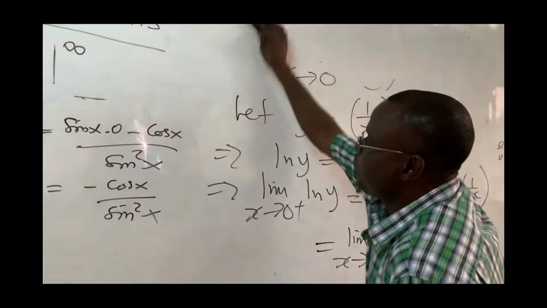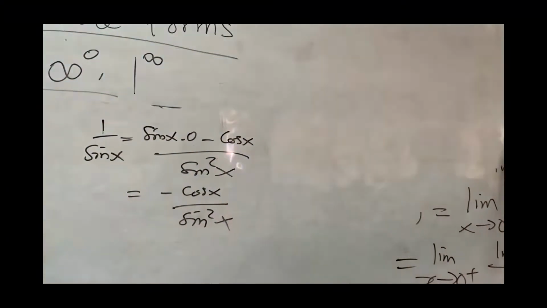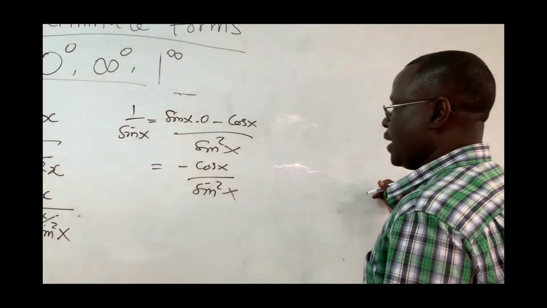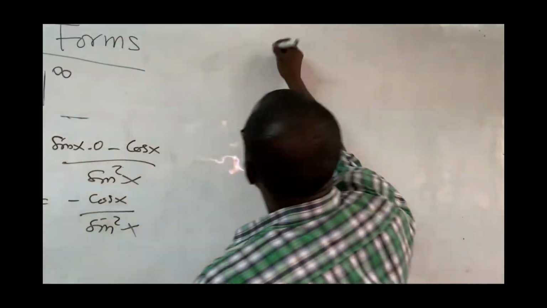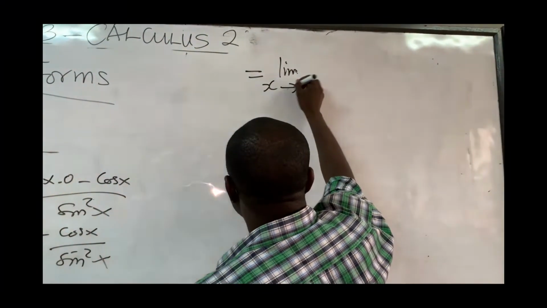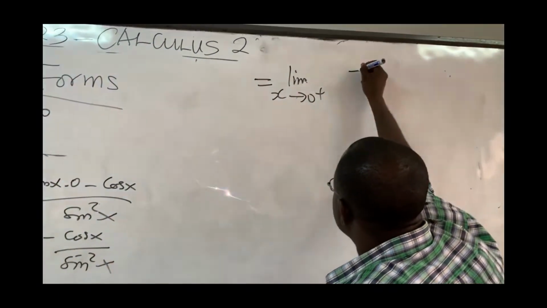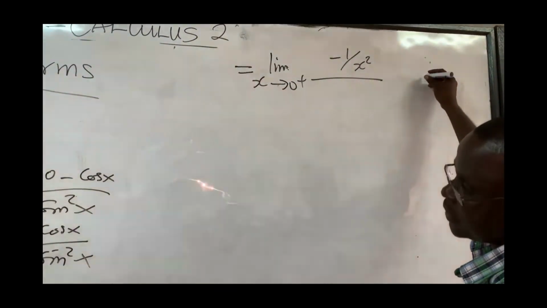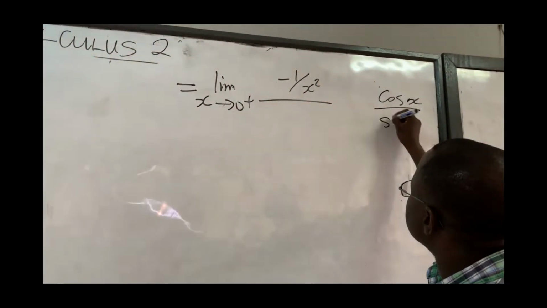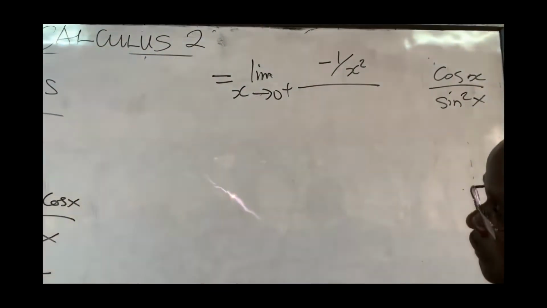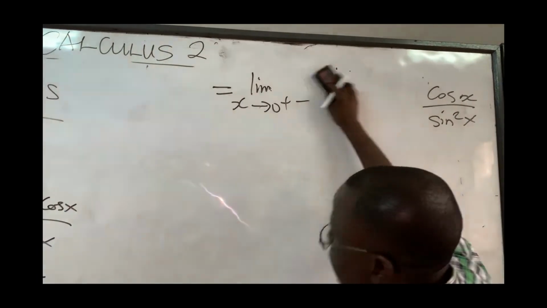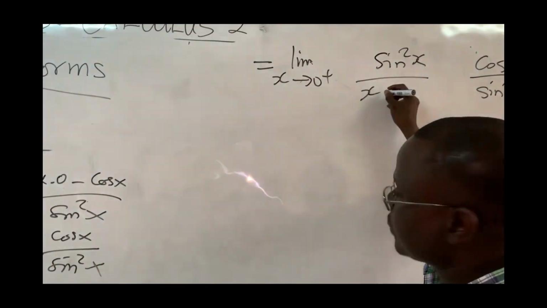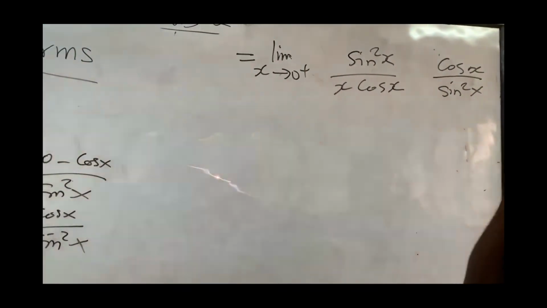If you go ahead and find the derivative again, okay? So if you go ahead and find the derivative again, we are going to have the limit as x goes to 0 plus, the top will just give us minus 1 over x squared, okay? What does the bottom give us? Actually this is, okay, so this is cosine of x all over sine squared x. Okay, so hold on. So we can rewrite this as 1 over sine squared x all over x cosine of x.